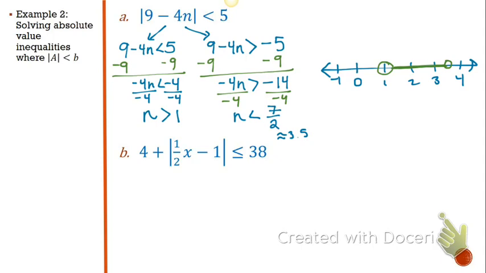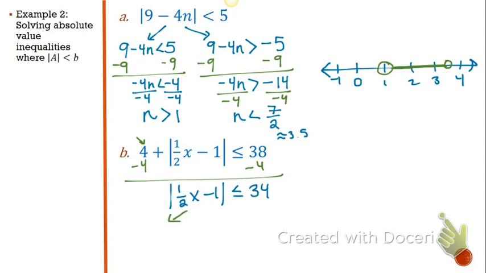Okay? All right, B, we're going to have 4 plus the absolute value of 1/2 x minus 1 is less than or equal to 38. The first thing I'll do is leave the absolute value by itself, so I need to scan for the constant. My constant is right here. It's a positive 4, so I'm just going to subtract it on both sides. And we end up with the absolute value of 1/2 x minus 1 is less than or equal to 34.